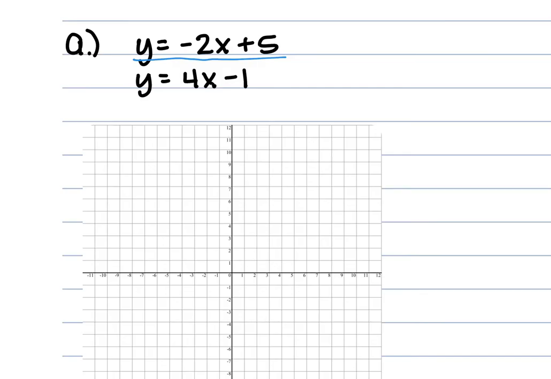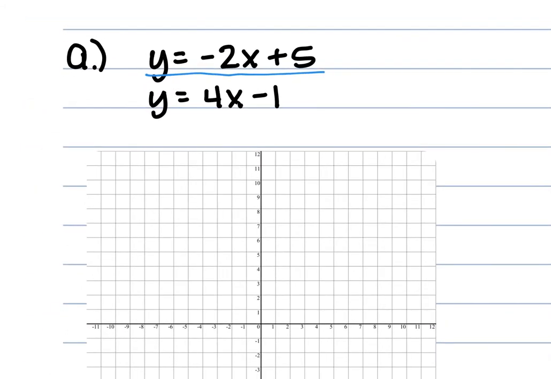Let's get started. How am I going to graph y equals -2x plus 5? You put a point at 5 on the y-axis. Very good. Why? Because 5 is the y-intercept. Bingo. 5 is my y-intercept.